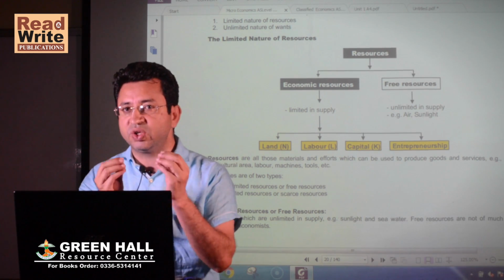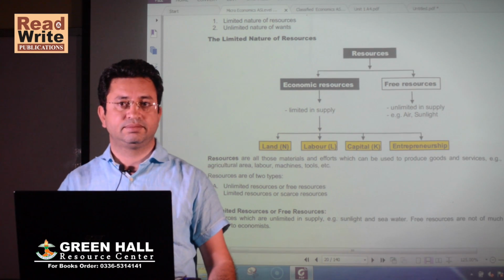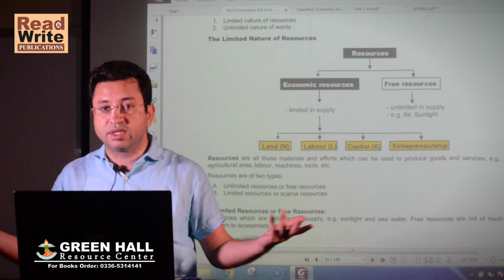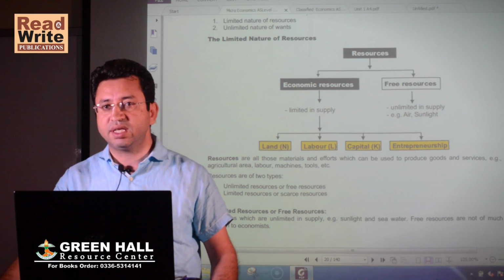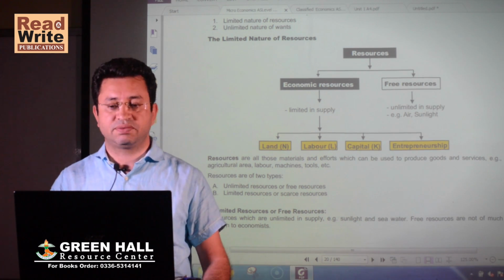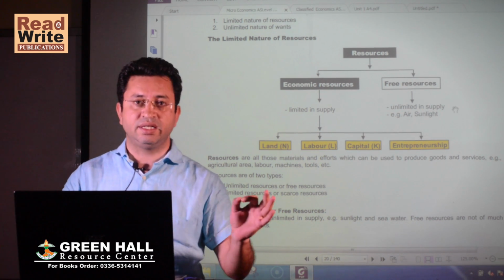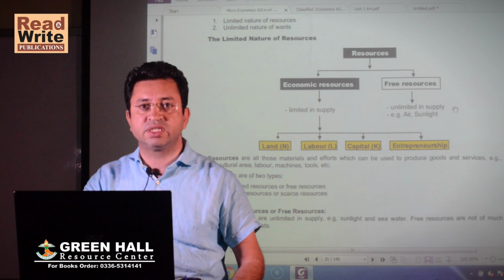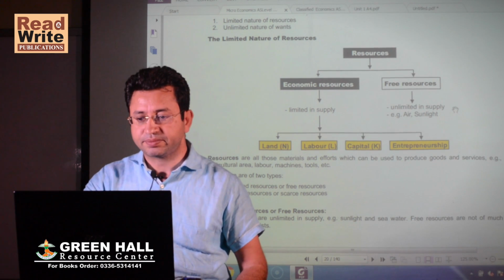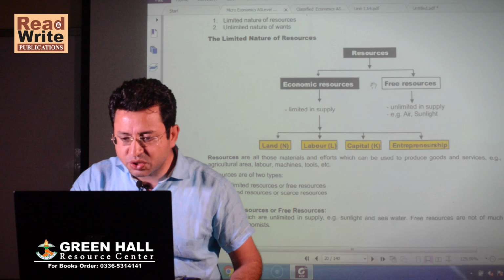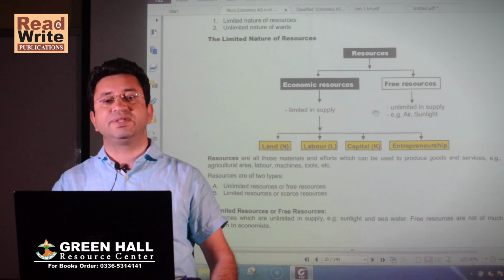For example, for air, no one is paying. Sunlight, not even the government is paying for the sunlight. So that would be considered as free. So when we use the word free in economics, it means unlimited in supply rather than for which one does not pay. So these free resources are actually not a concern of economics.